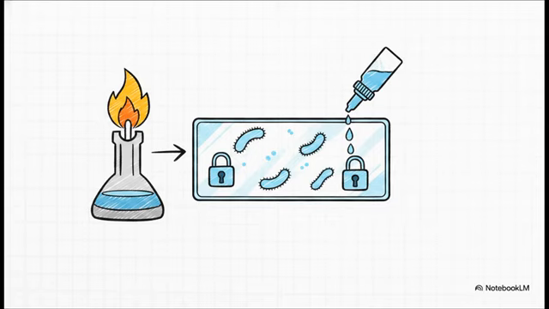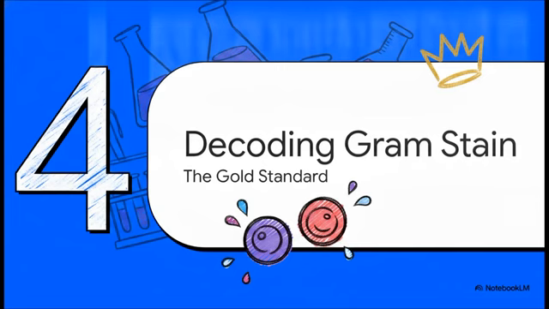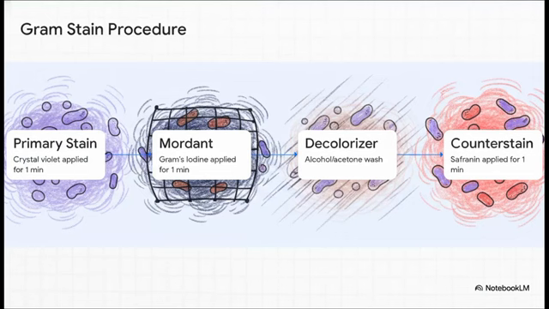Once they're locked down tight, you can apply a simple stain like methylene blue just to wash the slide and see the basic shape and arrangement of the cells. All right, Section 4, Decoding the gram stain. This procedural life hack relies on a strict 4-step sequence.